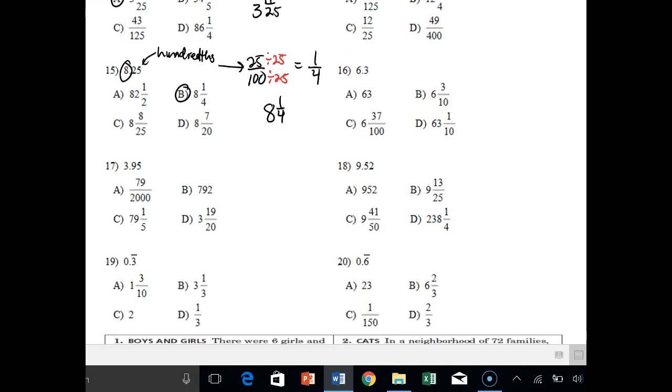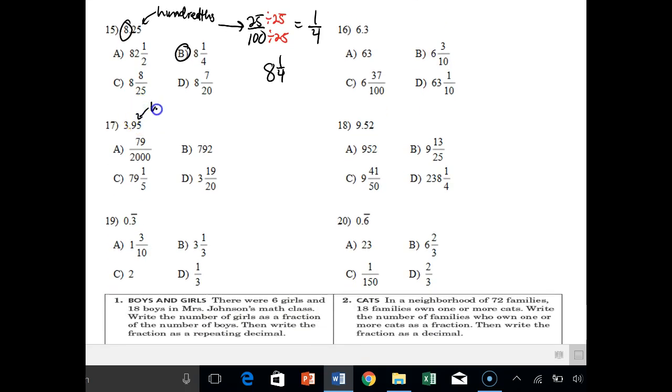Number 17. 95 is in the hundredths. So it's 95 over 100. You can divide both of these by 5, and you get 19 over 20. Don't forget your whole number. It's 3 and 19 over 20.